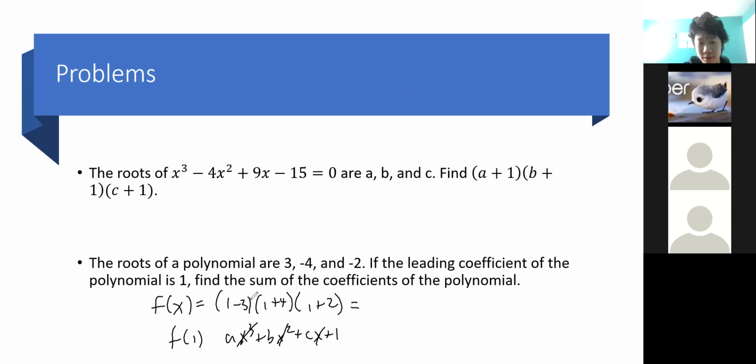1 minus 3 is negative 2. This is negative 2 times 5 times 3, negative 30. That's the easiest way. So whenever you want to find the sum of the coefficients of any polynomial, plug in 1 in there, and that will give you the answer. Okay, so that's one extra little tip and trick that you can use.